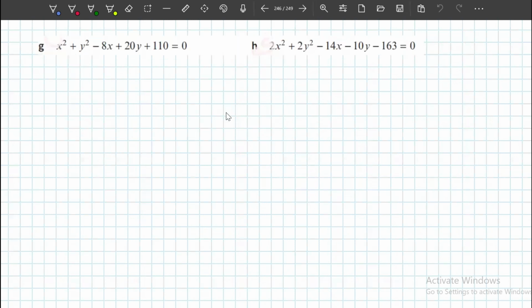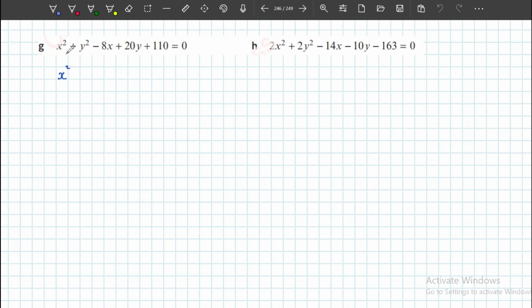We have question number G. It is part G. It is x squared plus y squared minus 8x plus 20y plus 110. And still we are looking for the center of the circle, and we are looking for the second thing, the radius. So for the center of the circle, I need to know (x minus a) whole squared. For that, I have to complete the square. First of all, we will rearrange.